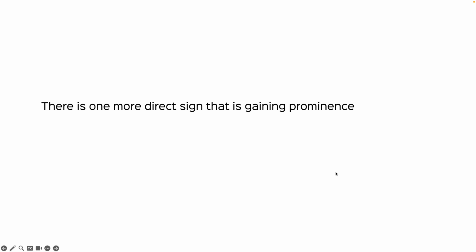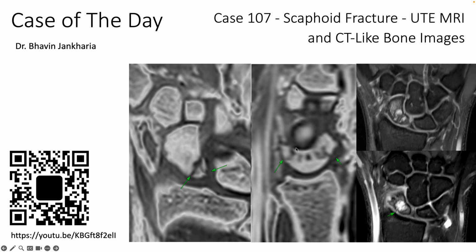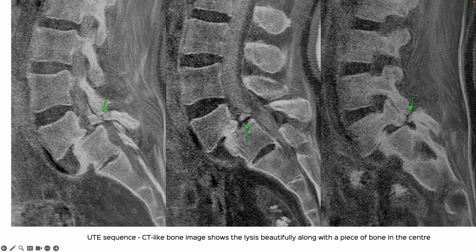But there's one more direct sign that is gaining prominence, and I think it's worth talking about this, especially after this case that I had done, I guess, about 2.5 months ago, where I talked about this scaphoid fracture that we had seen using an ultra short echo time MR to get a CT-like bone image. My techs love to call it zero echo time, which is not truly zero, it's just very, very short.